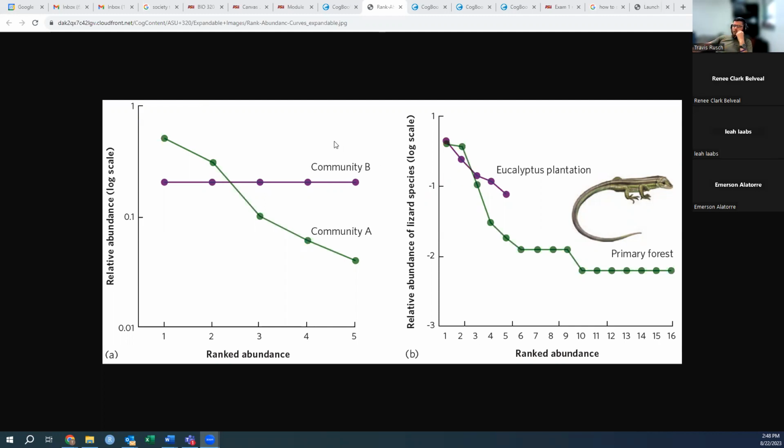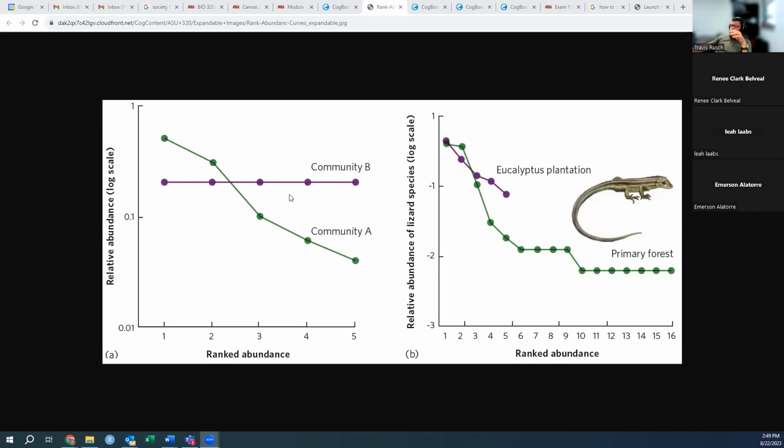What about evenness? Now that's where I think we got a little ahead of ourselves with the previous answer. Which community would have the greatest evenness? That would be community B. Yeah, right, because it's even for all the species, and this one has a slope to it, right? So a flat line is going to be an even community, and any kind of slope is going to not have complete evenness.